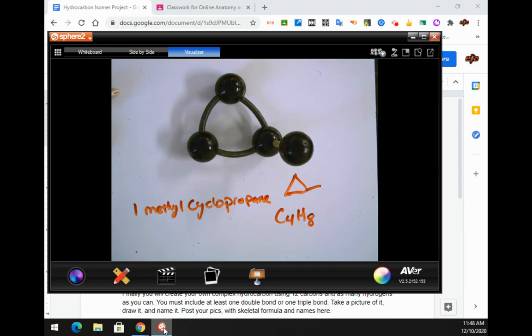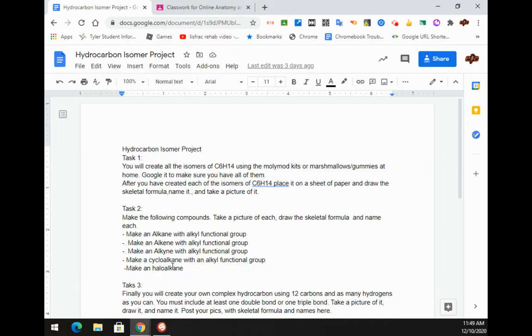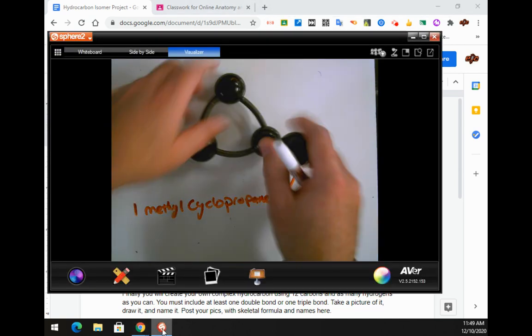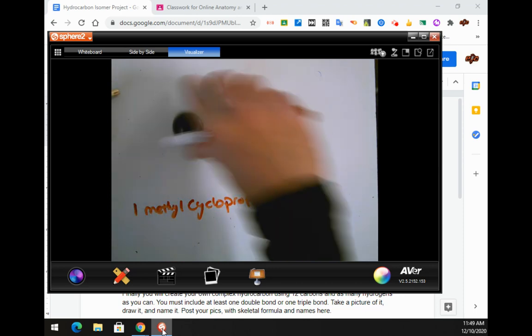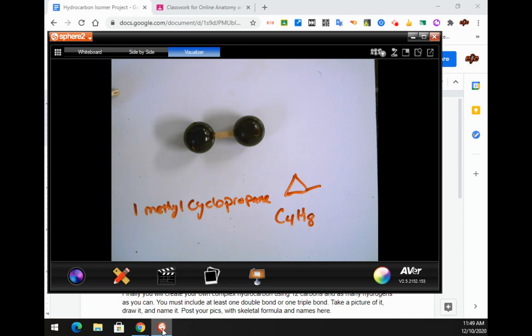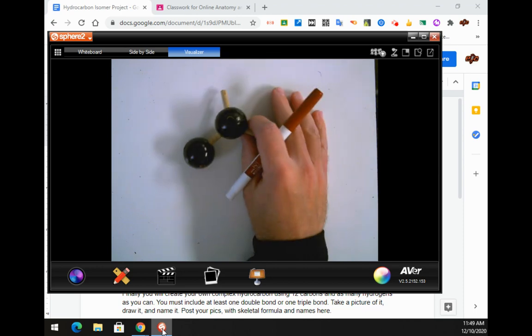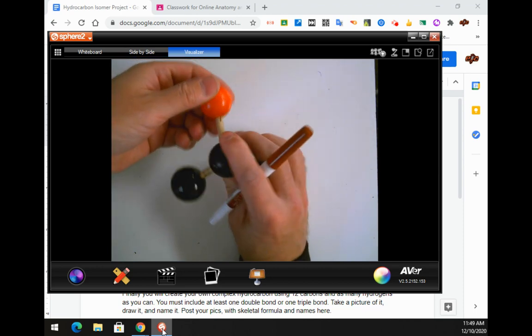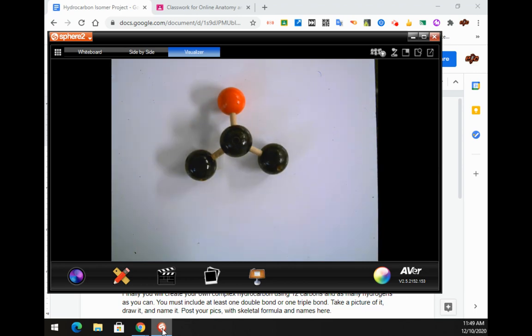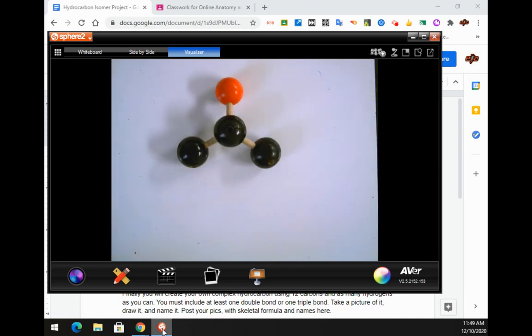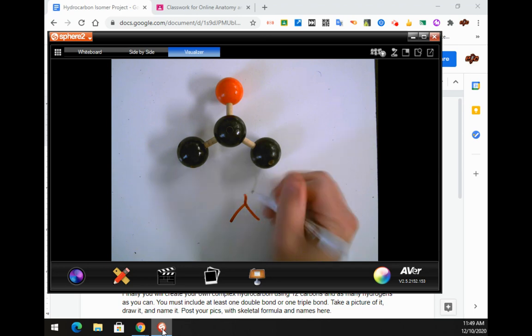All right, so that just leaves us one thing, I believe, right? And it's a haloalkane, right? All right. So if it's a haloalkane, let's just make this as simple as possible. And let's just use these two. I'm going to make it 3 because it's easier to draw. And we're going to call this orange one. Let's just make it a chlorine. Okay, so the drawing would look like this.